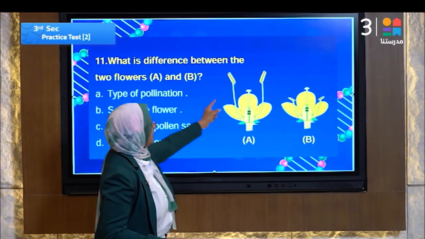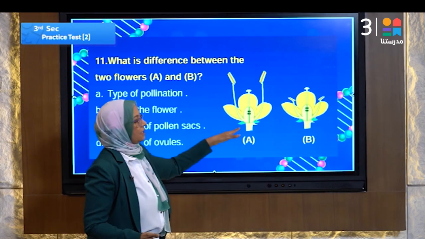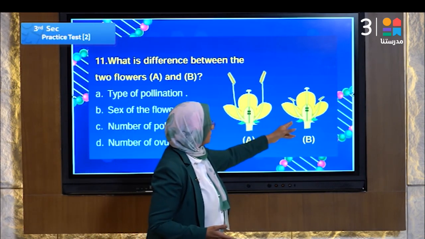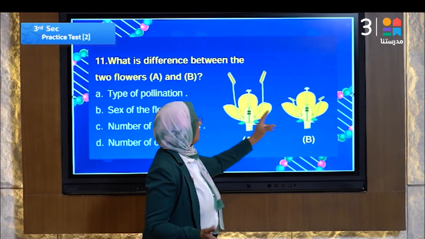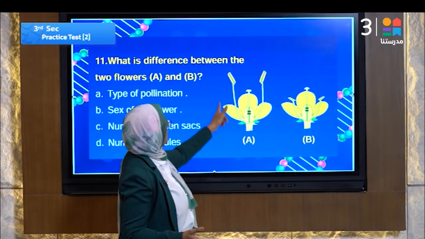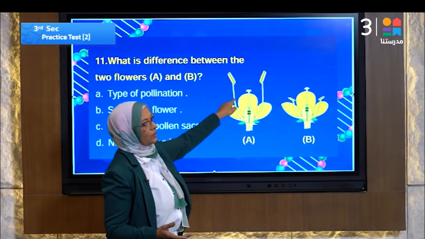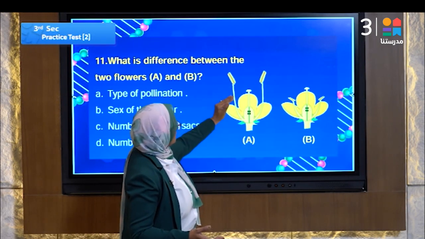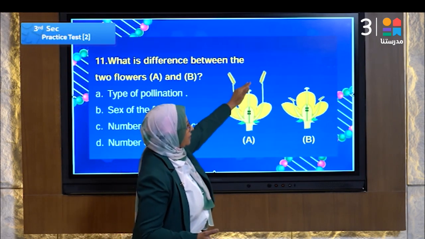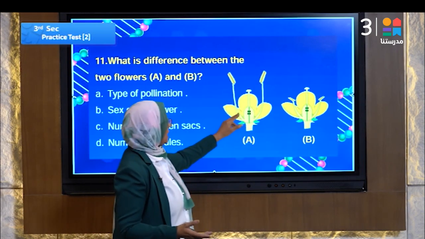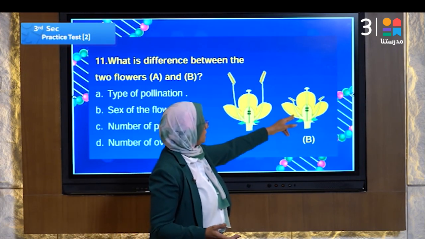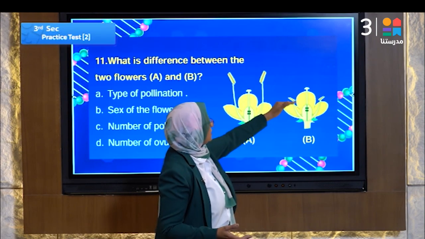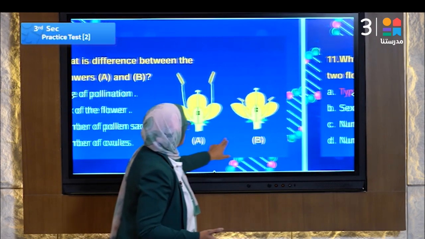Okay, type of pollination. Type of pollination here depends on the first one, not a self-pollination, but the second one, A, is a self-pollination flower because the stigma is shorter than the anther. Yes. Let's go to the other one. It is the stigma is longer than the anther.